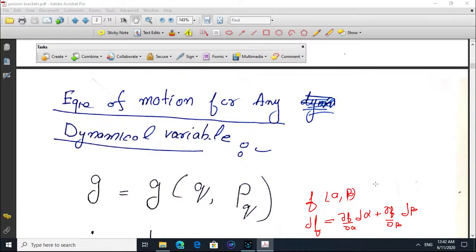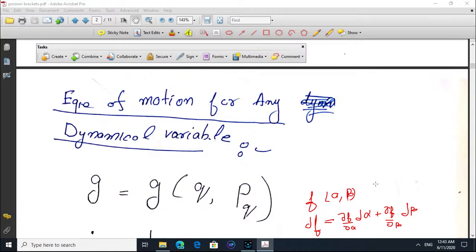That is, after some time passes, what will be the change in that variable? Let's suppose g is any dynamical variable, which may be the position vector, acceleration, kinetic energy, momentum, Hamiltonian, or total energy.